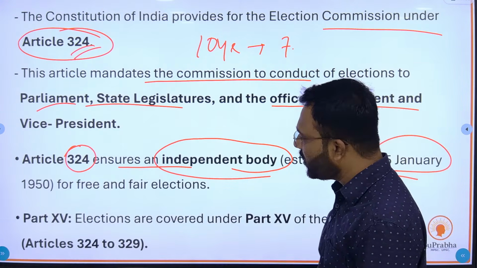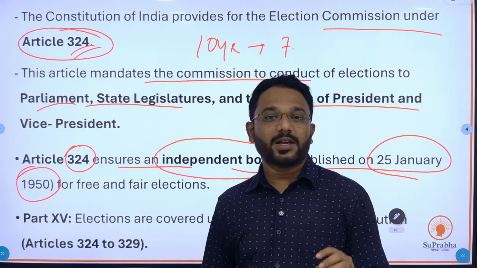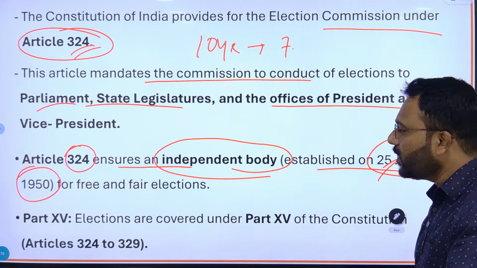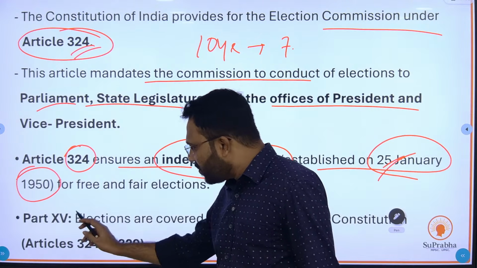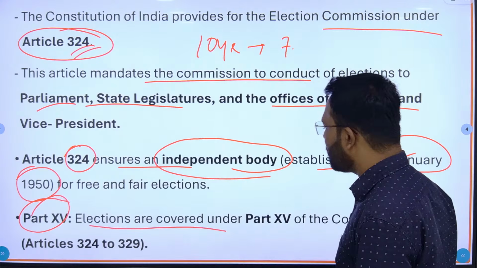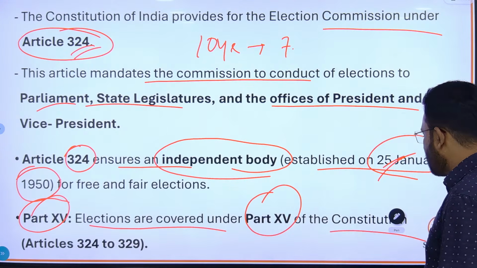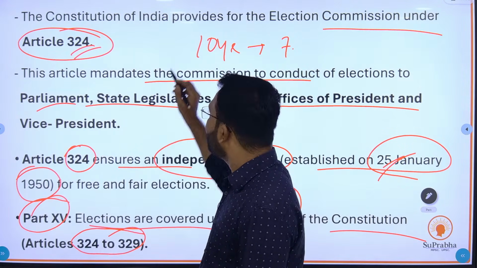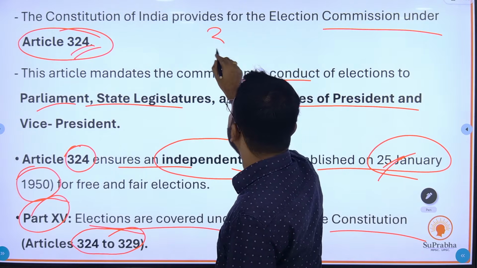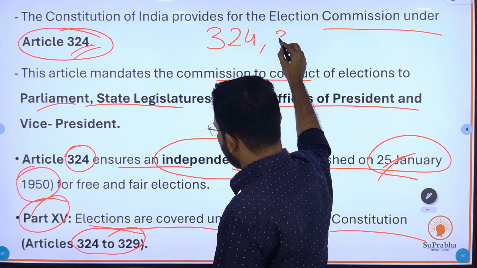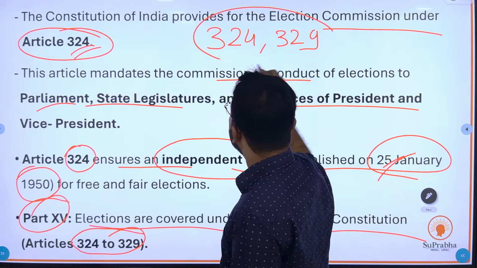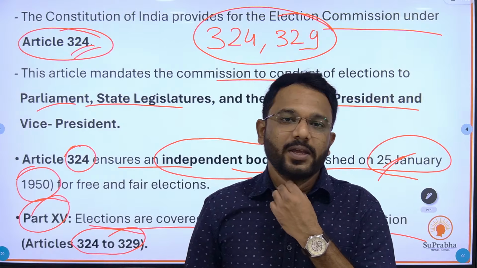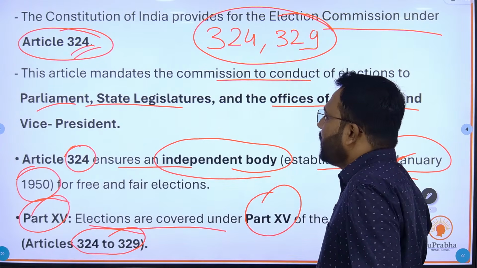Established on 25th January 1950. They also ask questions about when the establishment was. So it was established on 25th January 1950 for free and fair elections. Elections are covered under Part 15 of the Constitution. And the articles which are related are Article 324 and 329. So the two articles related to this topic are 324 and 329.